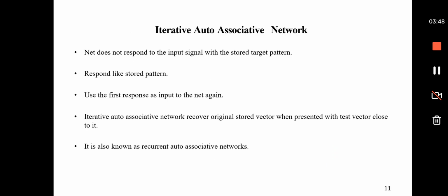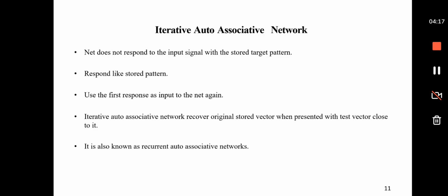Next we will discuss the iterative auto-associative network. This network repeats the recall process multiple times until the output becomes stable. It is useful for noisy or incomplete input, allowing the network to converge to the correct stored pattern. For example, it is like trying to remember a partially forgotten fact by thinking repeatedly until it comes fully to mind.